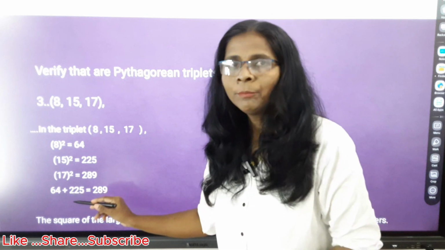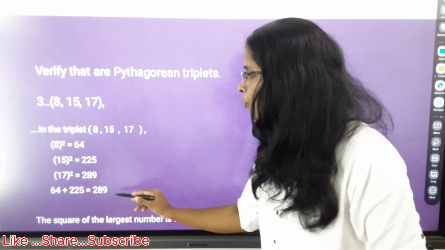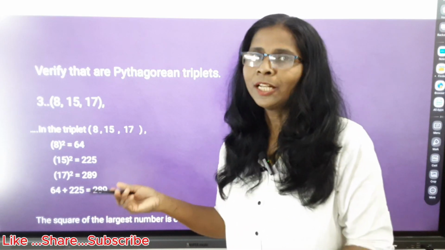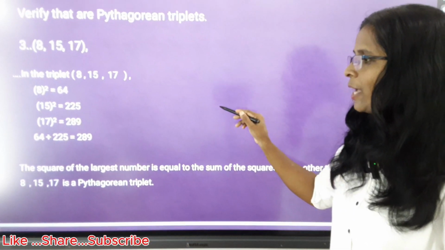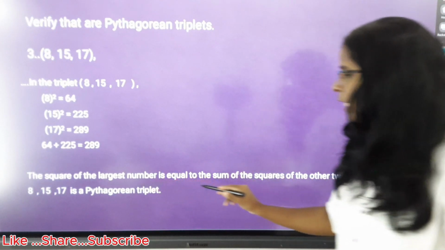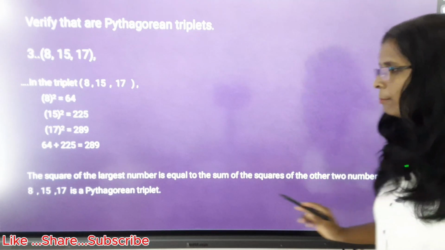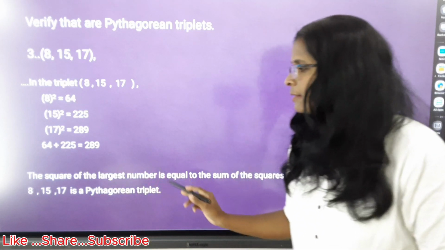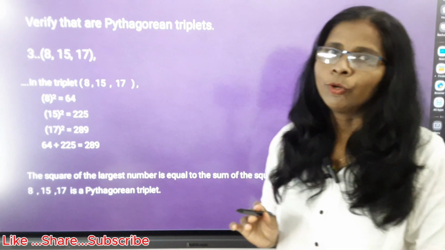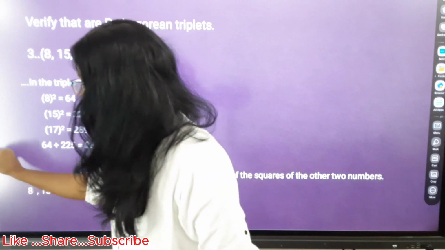So the sum of them, 64 plus 225, is equal to 289, which is also equal to the square of the largest number. And so that means we say that the square of the largest number is equal to the sum of the squares of the other two numbers, and therefore 8, 15, 17 is a Pythagorean triplet, students. Okay, see the next example.